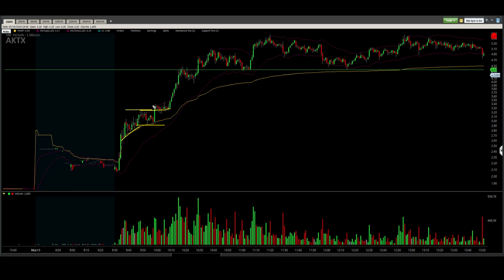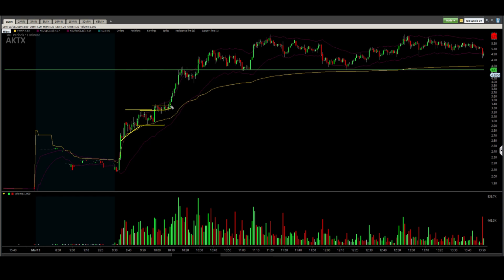Of just sideways action right here. And then we get this climb up from 320s all the way up to a high here of 420. And this is still under 1 hour of the trading day. This is all happening just up until 10:30.